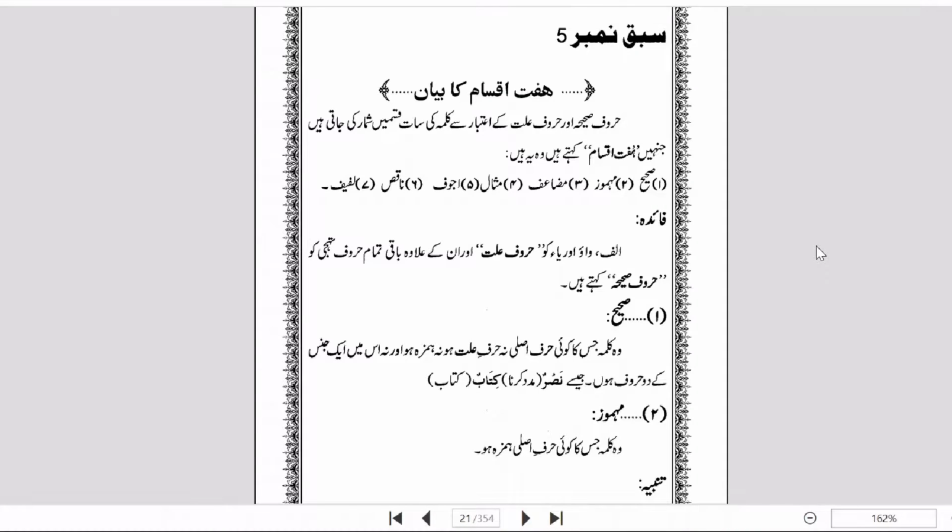Bismillahirrahmanirrahim. Today's lesson is lesson number 5 regarding Haft Aqsaam. Haft Aqsaam basically refers to 7 types.